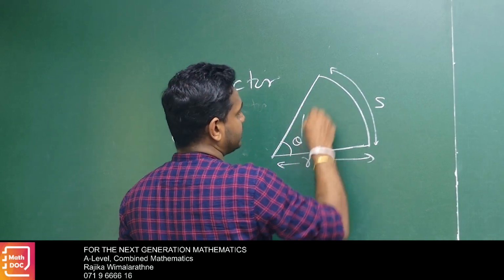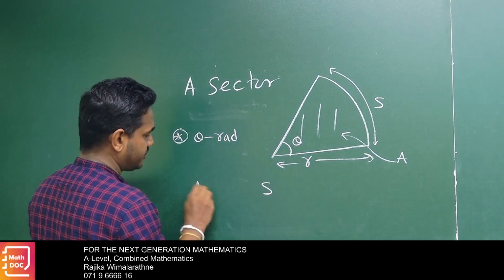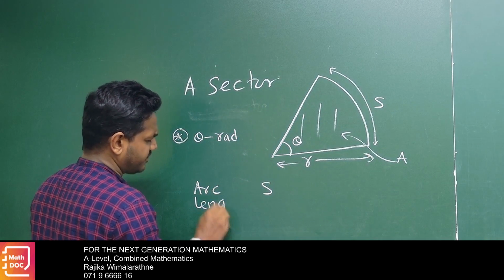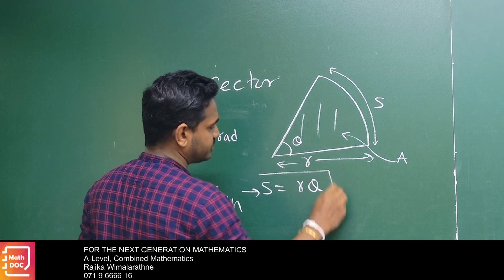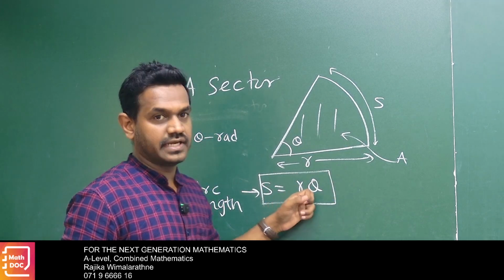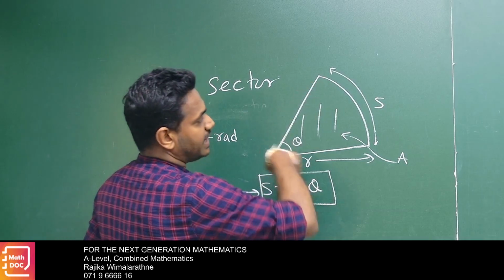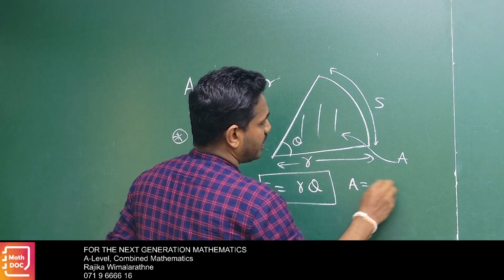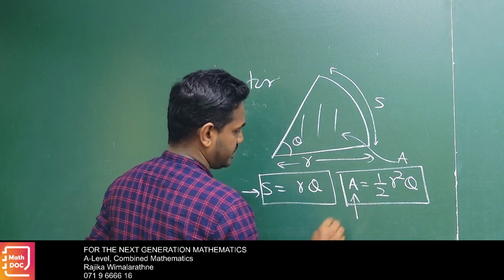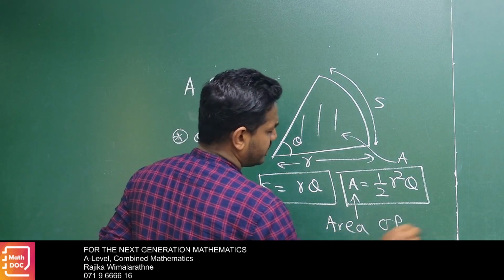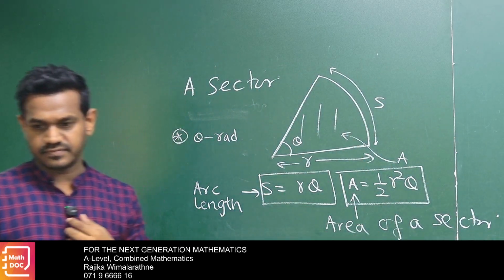S, and let this area be A. Then S we call arc length. Then we write S equals r theta. You can directly apply this formula. But remember, theta must be given in radians. And further this area, we write half r squared theta. Here this is the area of a sector. Okay, just write that one.